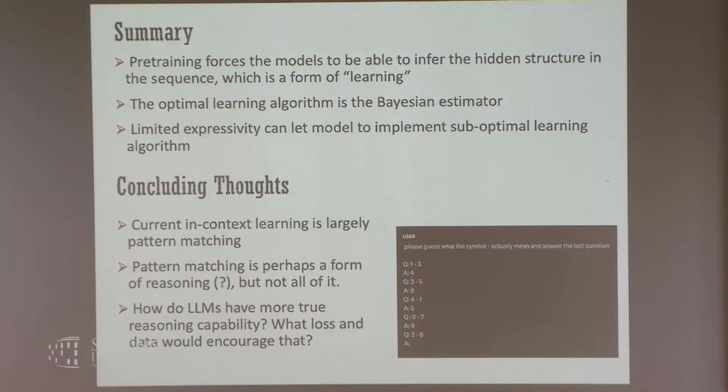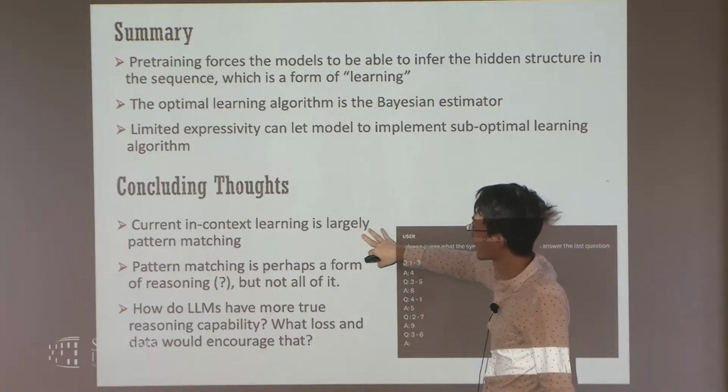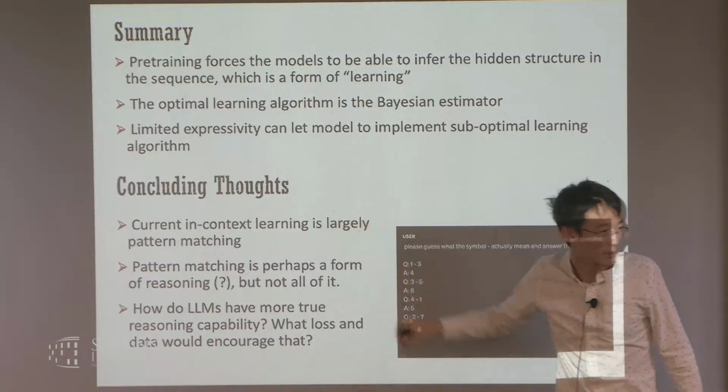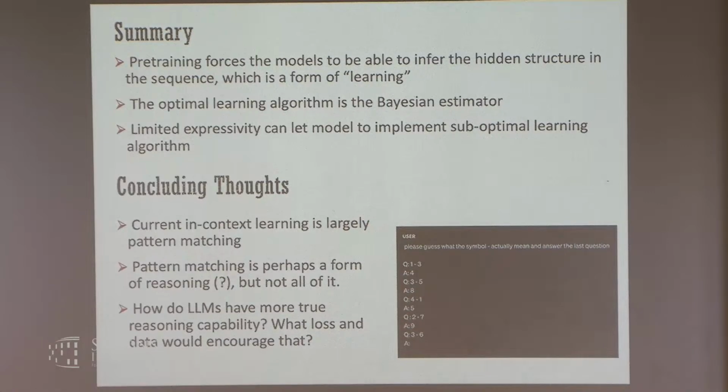And some concluding thoughts. I guess this relates a little bit to the pattern matching discussion. I do think that current in-context learning is largely pattern matching. I would even be okay with removing "largely" and saying just pattern matching. Even linear regression, I would call pattern matching in most cases. So maybe you can say pattern matching is a form of reasoning, but it's definitely not a very strong form of reasoning.